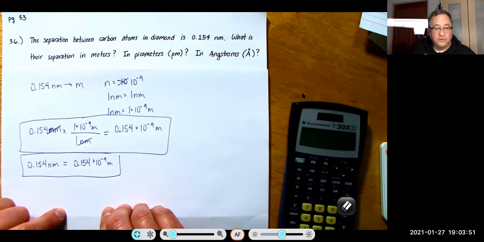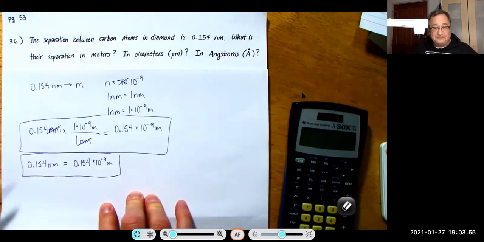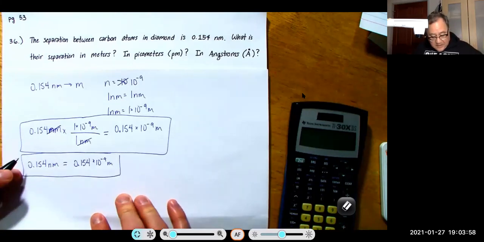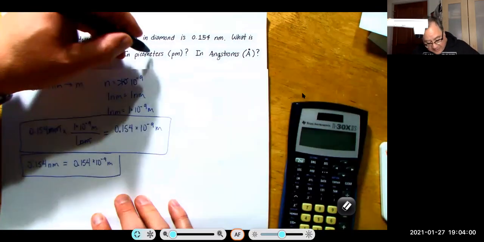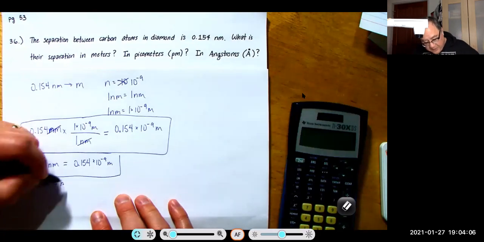Yes or no? We got one no, two no's, so we're going to move on. Now, to turn it to picometers, I'm going to do 0.154 nanometers to meters and then to picometers.